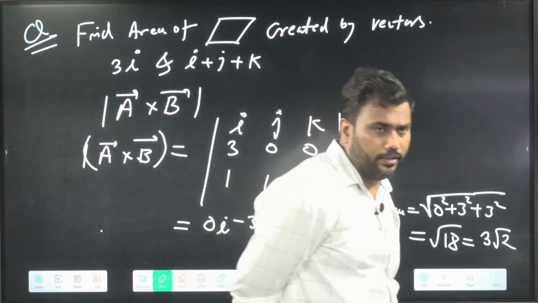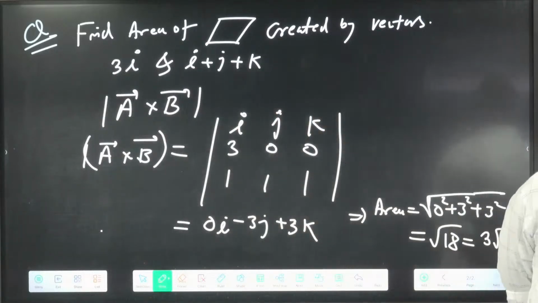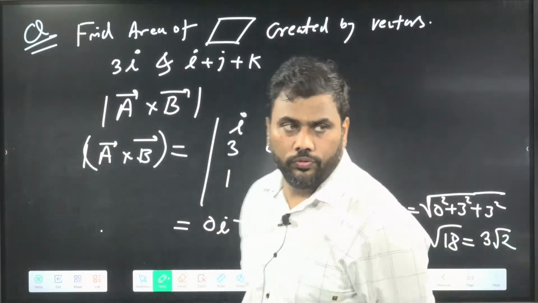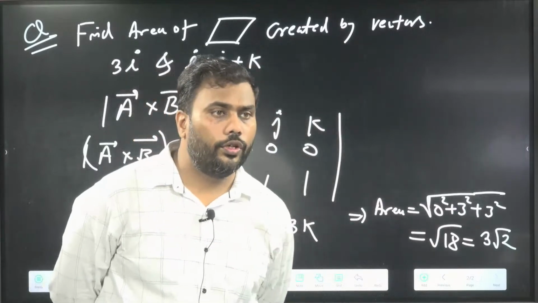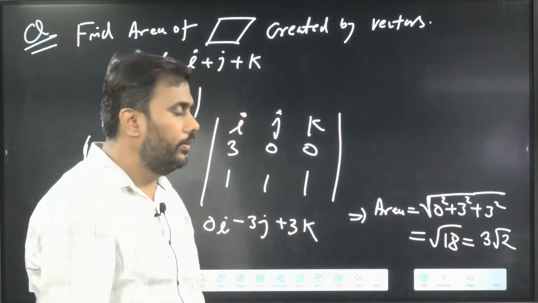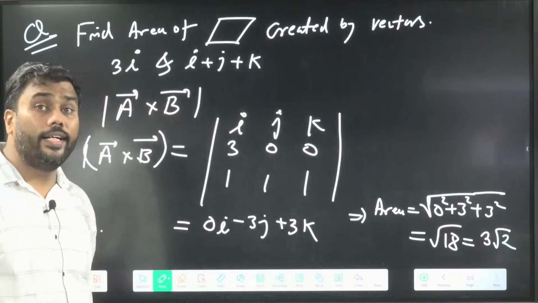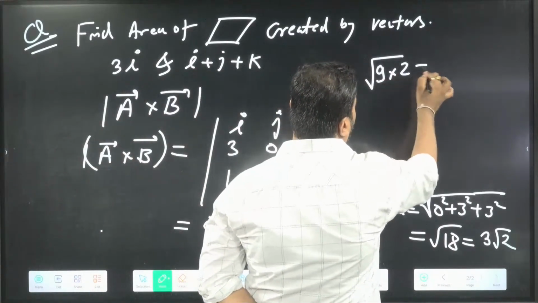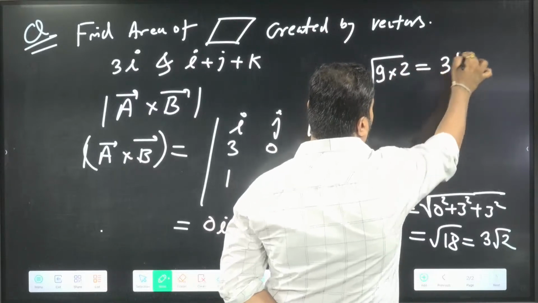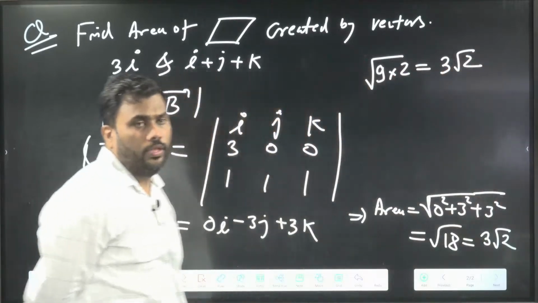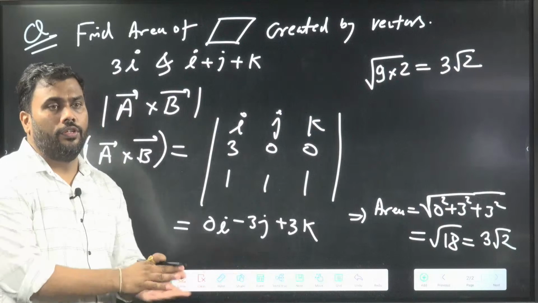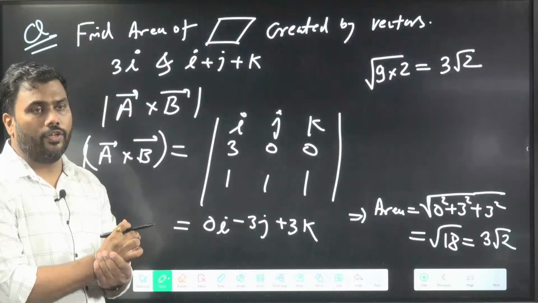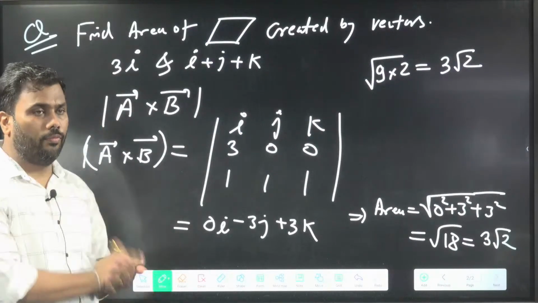Jyoti, slight mistake. Kavya, you are also making the same mistake. This is 3 root 2. 18 is 9 into 2, root 9 will be 3, so the answer will be 3 root 2. Very good. You are getting correct answers.